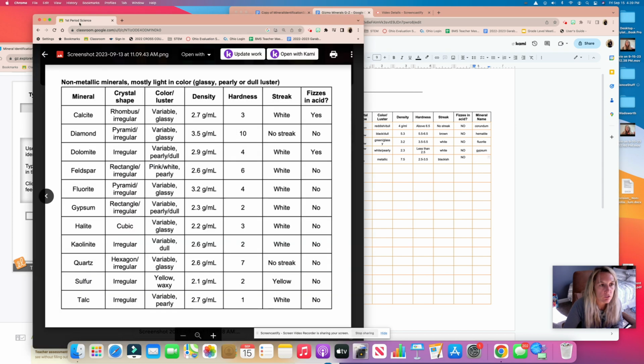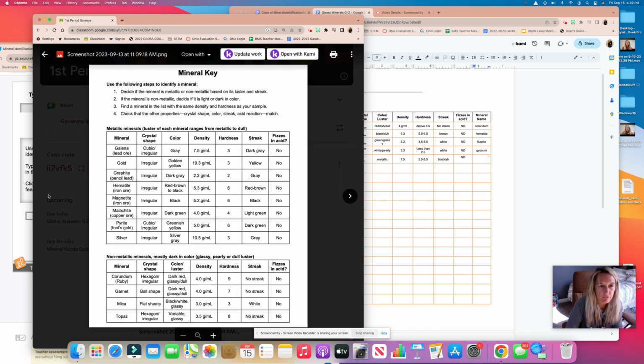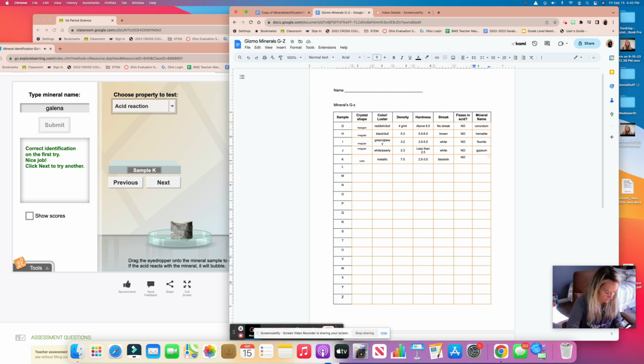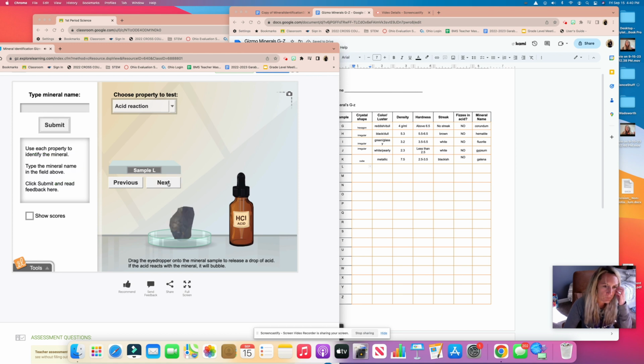All right, let's take a look at our properties. First, we're going to look at the density of 7.5. I don't see anything on this page. Oh, there's one. So only one. See if the other properties match up. It is cubic. It is gray. Hardness of about 3. Yep. Streaks dark gray or black. Yep. Does not react with acids. Let's try it. Galena. There we are. Galena.